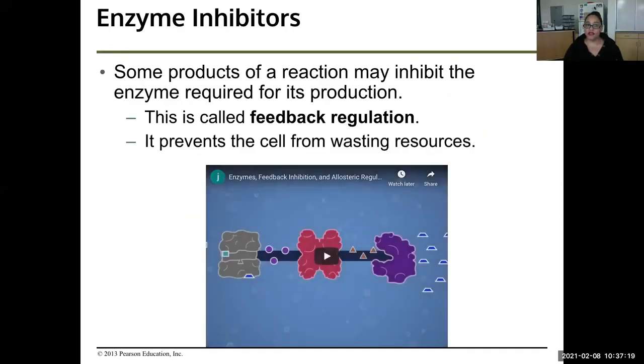Some products of a reaction may inhibit the enzyme required for its production. This is called feedback regulation, and it prevents the cell from wasting resources. So say we need something, so our body produces it for us. Once we have enough, that same product will stop this reaction and just turn it off and say, okay, we're done now. We don't need it anymore. There's a video about it if you'd like to learn more.